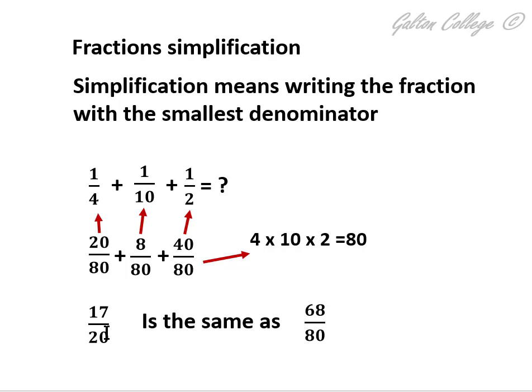That fraction is more acceptable because that is the lowest common denominator. This one is inefficient. It can be reduced. We can divide out by 4. Divide the numerator, we'll get 17. Divide the denominator, we'll get 20.